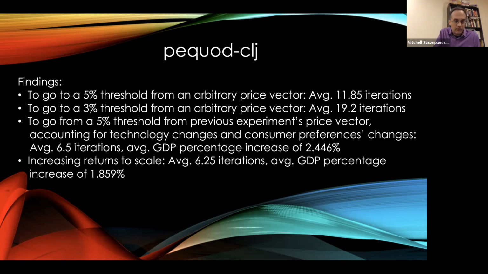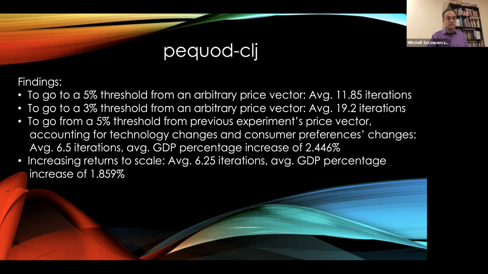That's the term I was looking for, increasing returns to scale. That's the term for basically saying we're breaking the system and we want to see if the code and the algorithm is robust enough to be able to handle it. And the answer is yes, it is. It turns out it actually improves it a little bit. The average number of iterations, 6.25. The GDP percentage, still a respectable 1.859%.